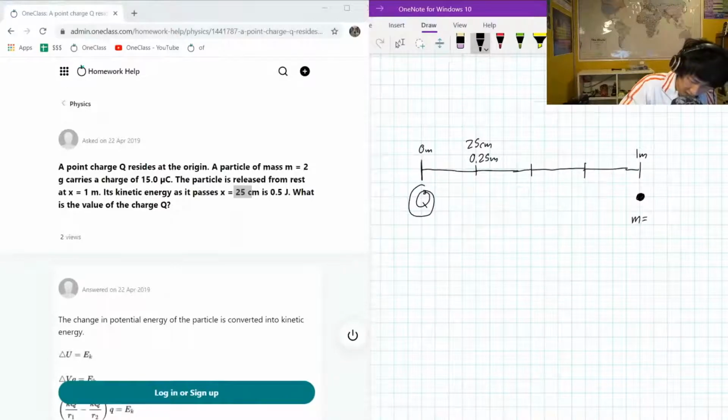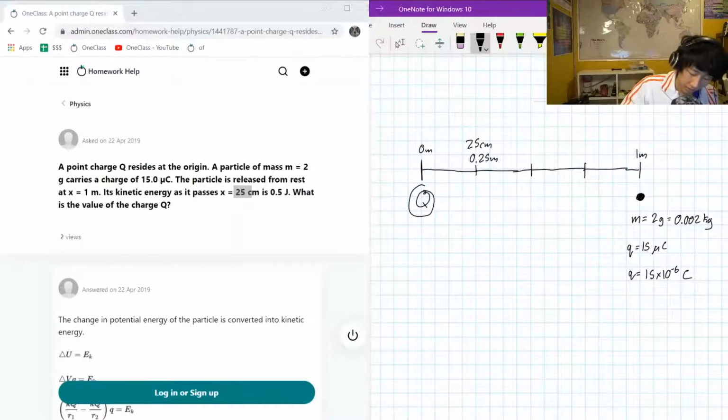We have our mass is equal to 2 grams, which is equal to 0.002 kilograms. And our charge is 15 microcoulombs. Another way that we can write that is q is equal to 15 times 10 to the negative 6 coulombs. And here we are starting at rest. So our initial velocity, our v0, is 0 meters per second.